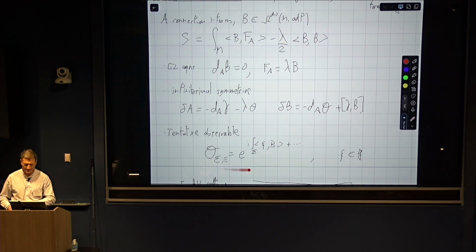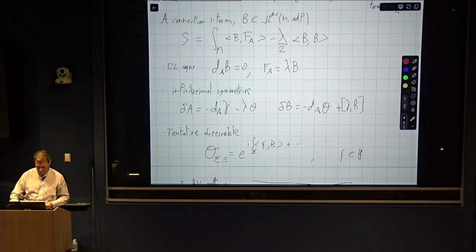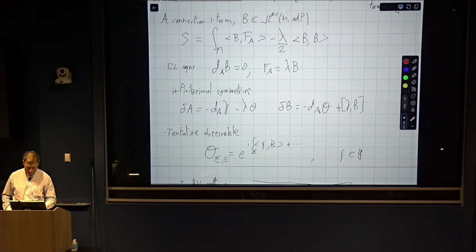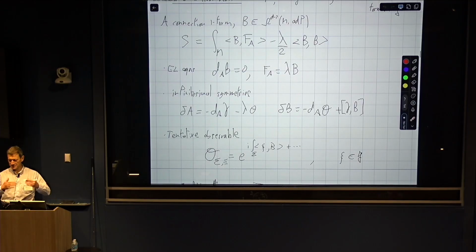And then at a later stage, you also want to consider global, not only infinitesimal, symmetries. And so it will turn out that this psi should also be quantized in the appropriate sense. So it will not be just a generic element of the algebra. It should belong to some coadjoint orbit which is quantizable.